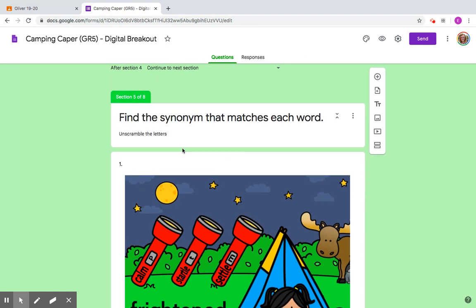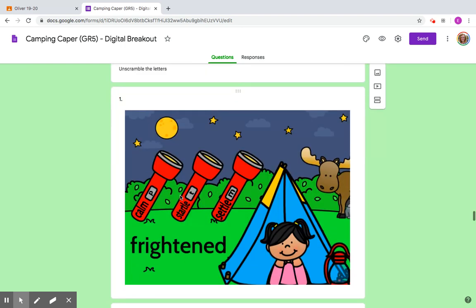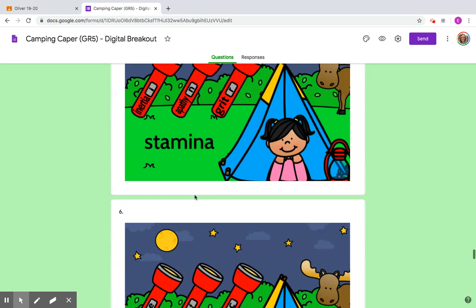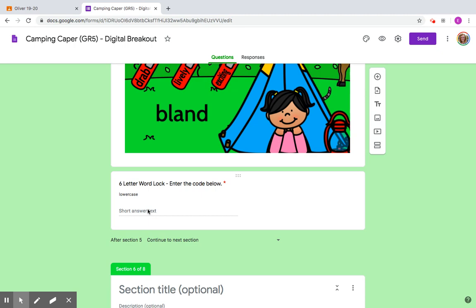Finally, you guys have a synonym. A synonym means words that mean the same thing. So, what is a word that also means frightened? Is it settle, startle, or calm? I'm going to give you guys a hint. It's startle. So T is my first code letter. I'm going to put a T right here. Then I'm going to keep going.